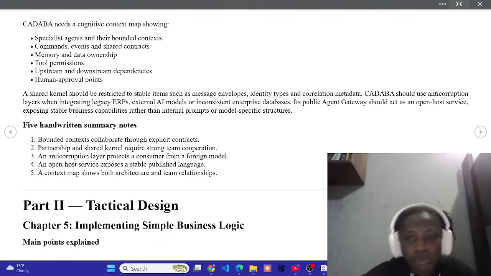So you can see that this book is very applicable in data engineering. Not only in software engineering, it is applicable in data engineering and in agentic system design. A shared kernel should be restricted to stable items such as message envelope, identity type, and correlation metadata. We should use anti-corruption layers when integrating legacy ERP, external AI models, or inconsistent enterprise databases. These are ways that you can use domain principles and integrate bounded context into agentic system design.